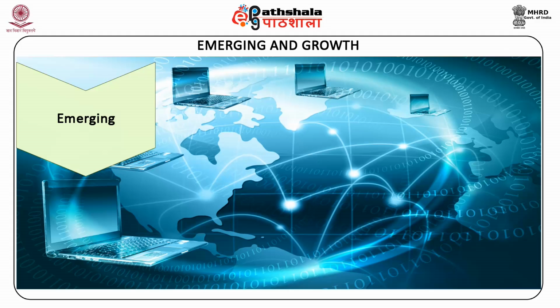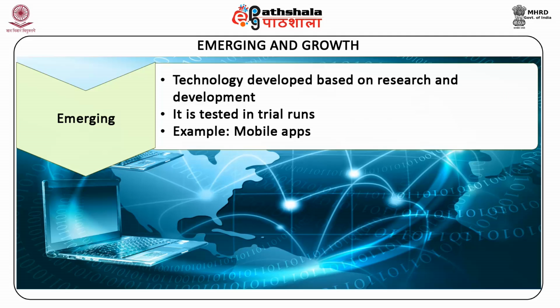The first stage is emerging. At the first stage, an idea is conceived and a technology developed based on research and development. Thereafter, it is tested in trial runs. If found to be operational, then the technology is put to use in a project. A lot at this stage is based upon the information made available on the project activities and desired outputs. For example, mobile apps.